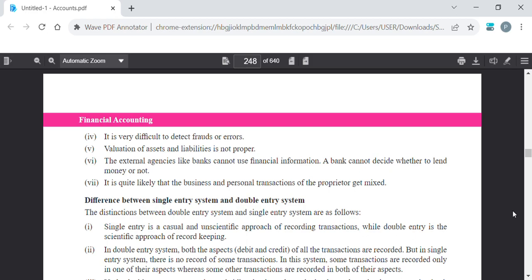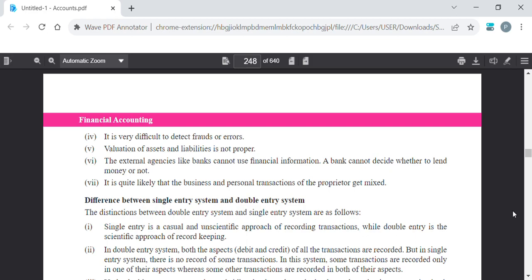So it is very difficult to detect fraud or error. How will you come to know that 30,000 became 3 lakh, or 3 lakh became 30,000? You will not come to know. For that you'll have to have a very thorough system. And single entry is not a thorough system, it is a very weak system of recording transactions. Valuation of assets and liabilities is not proper.